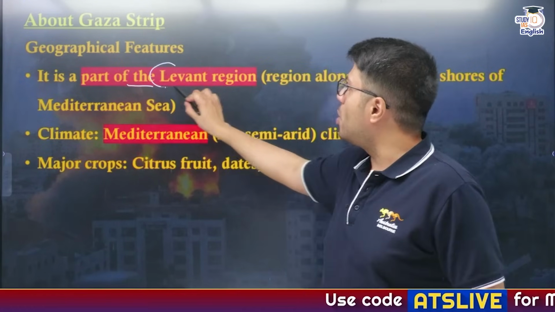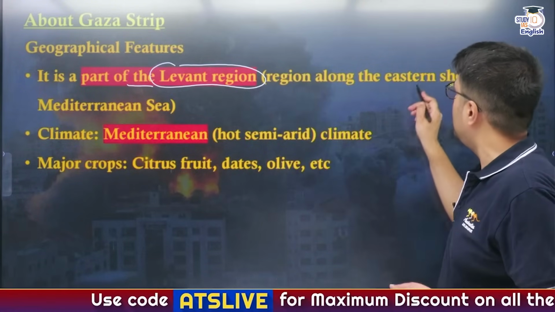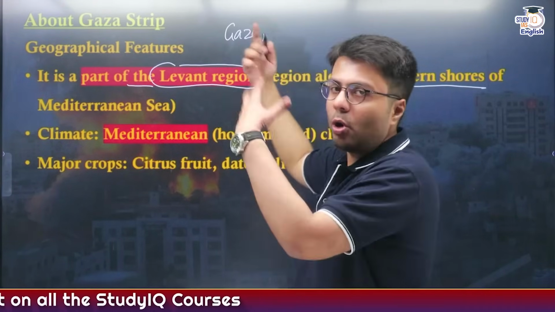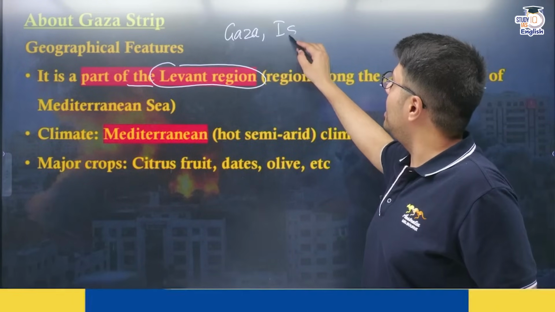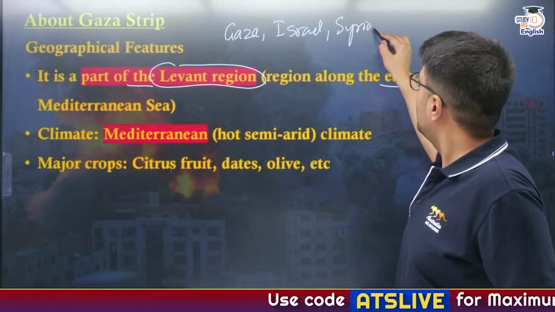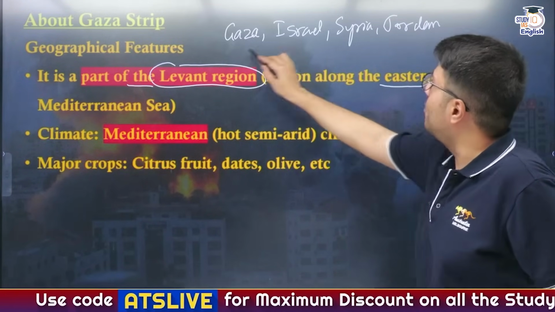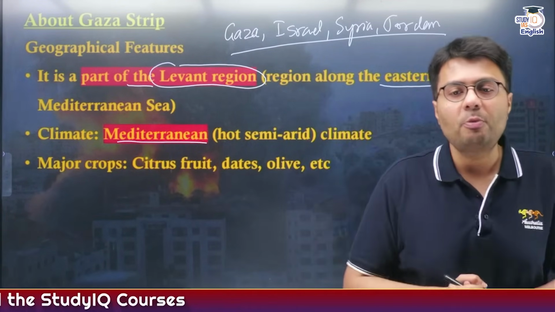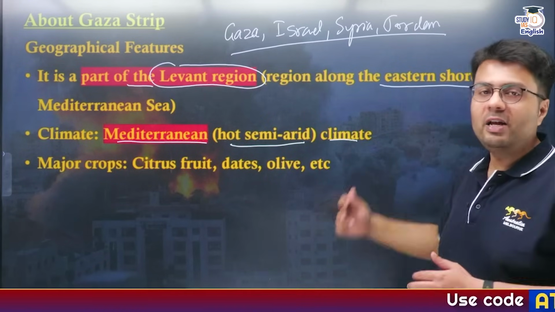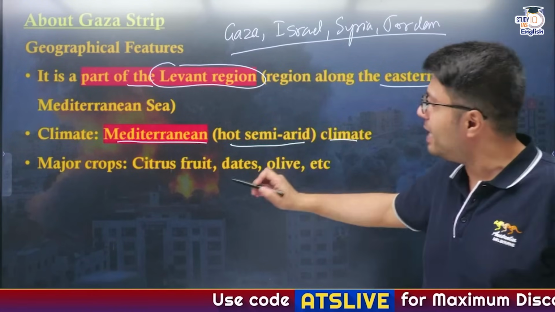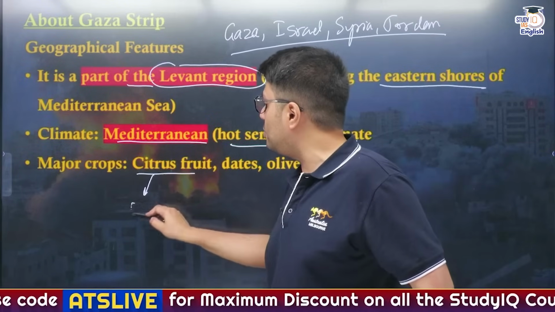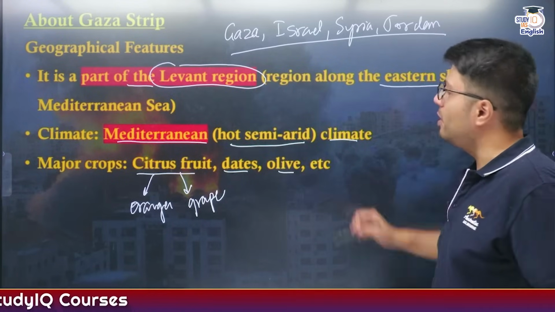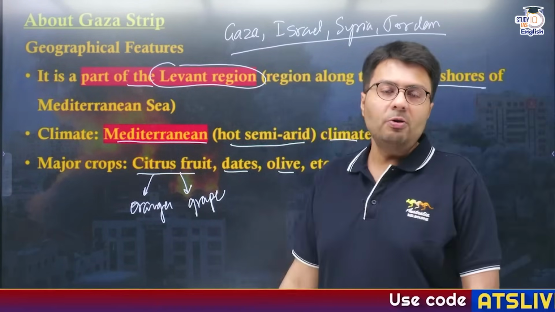Now, this is a part of the Levant region. What is the Levant region? The Levant is basically the region which borders the eastern shores of the Mediterranean Sea. So the Gaza Strip here, or on the broader level you can call it Palestine, and similarly countries like Israel, Syria, Jordan, these are the countries called Levant countries, okay? And the climate of this region automatically is the Mediterranean form of climate. What is the Mediterranean climate? It is basically a hot and semi-arid climate, and naturally in the Mediterranean climate, crops like citrus fruits are grown a lot. Crops like oranges and grapes are grown in large numbers in the region, and also dates, olives, etc. These are grown in the region of Gaza also, right?